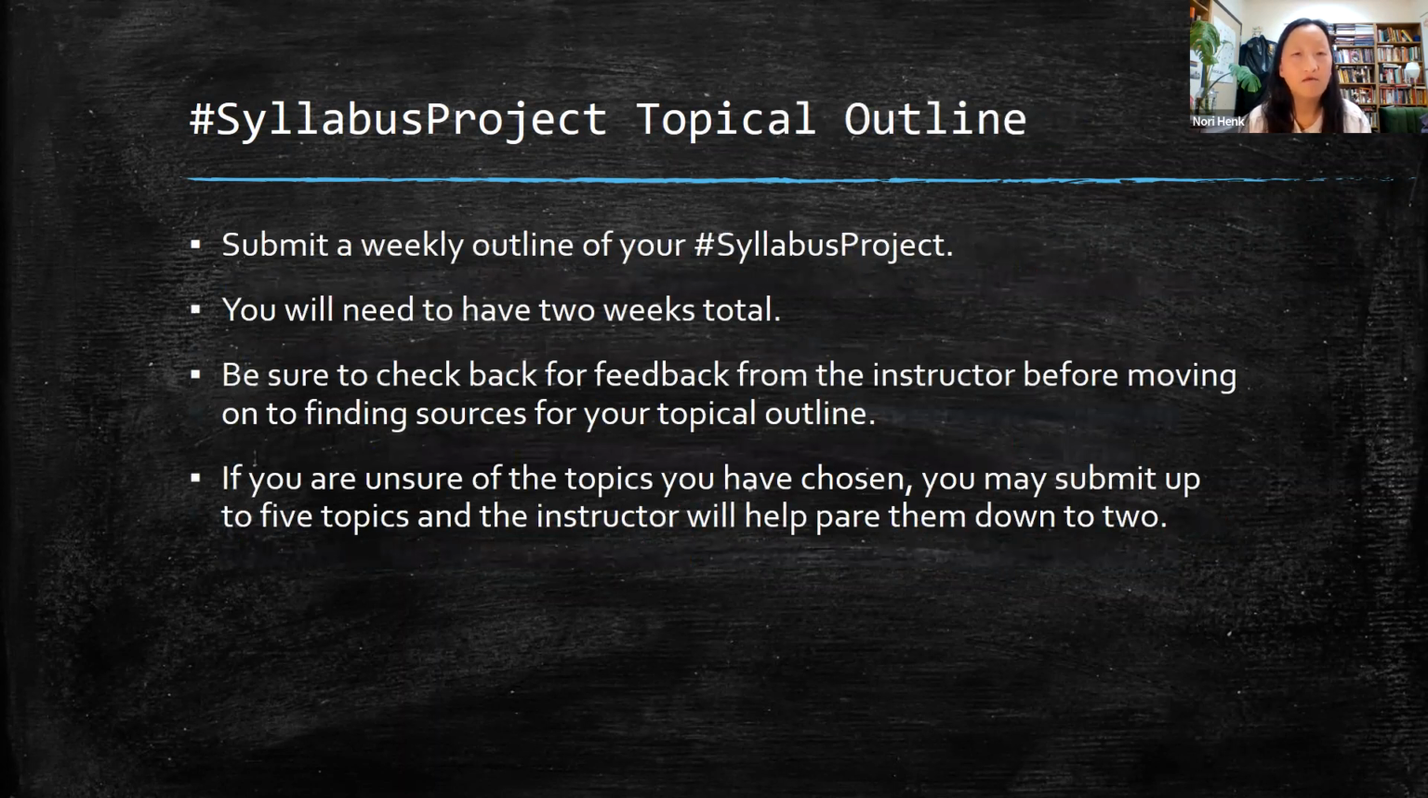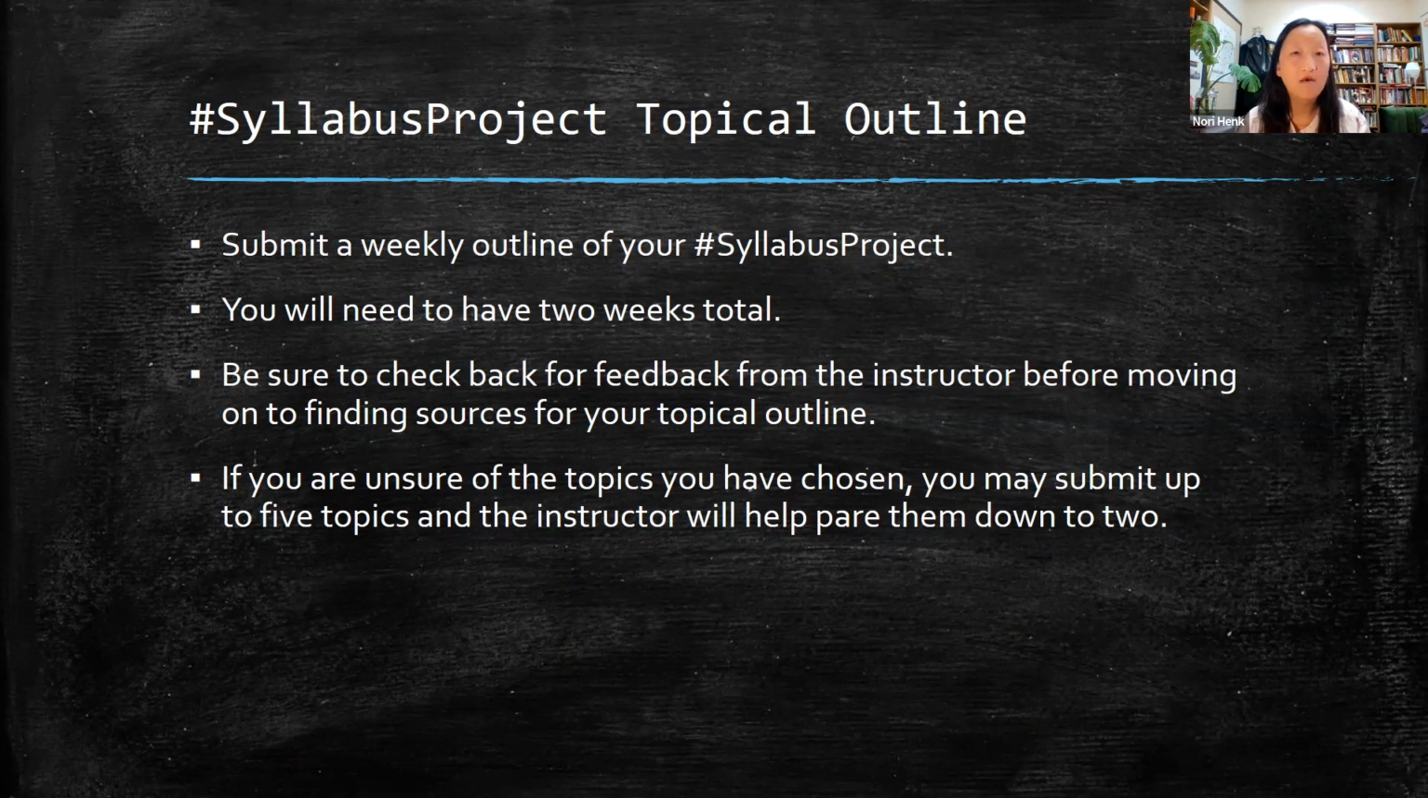The next part of the assignment will be to create a topical outline. What you would see in the syllabus when you have week 1, we cover this topic, week 2, we cover this topic. That's what we mean by topical outline. You'll want to submit a weekly outline of your syllabus project. As one person, especially in an undergrad course, you are creating a 2-week course. So you will have 2 weeks that have 2 different topics that relate to your issue, event, or topic.